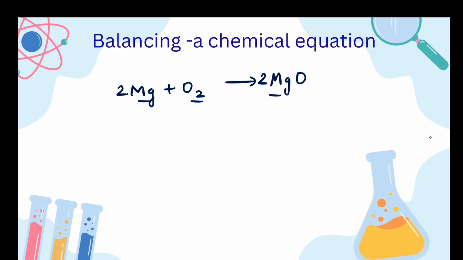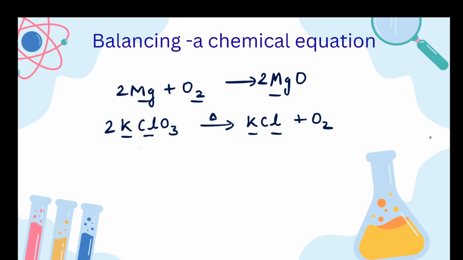Okay, next example we are going to see is potassium chlorate, KClO3. This undergoes decomposition to form potassium chloride, and oxygen gas is liberated. Now let's see how to balance this chemical reaction. Potassium is 1, chlorine is 1 on both sides, but oxygen is not balanced. In the reactant side it is 3 and in the product side it is 2. So simply we are going to place 2 in front of potassium chlorate.